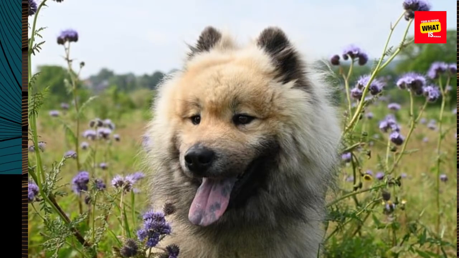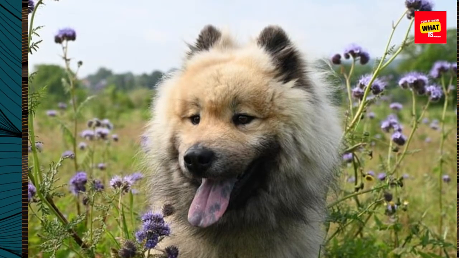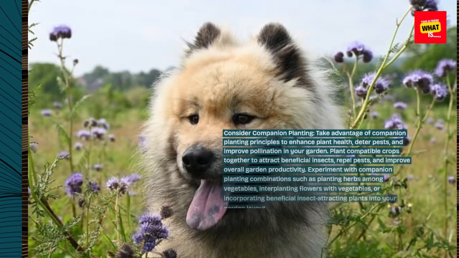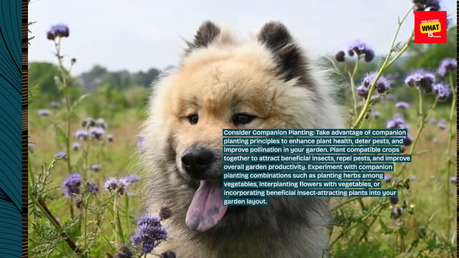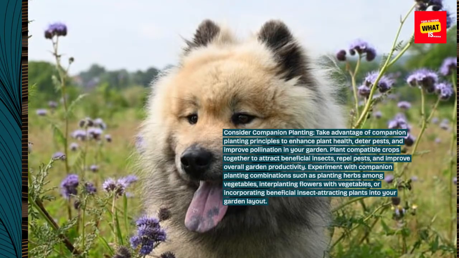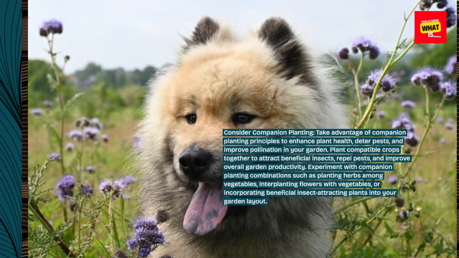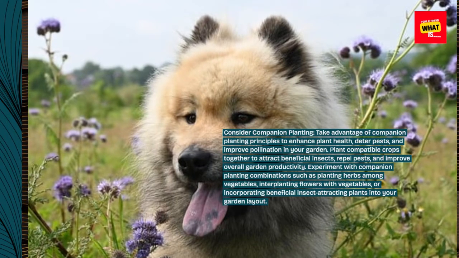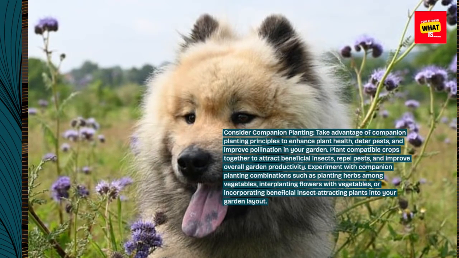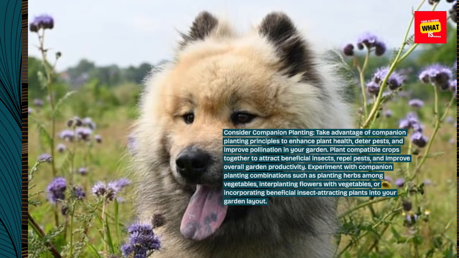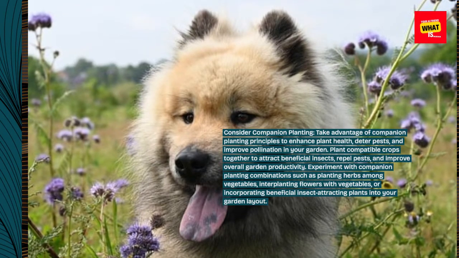Consider companion planting. Take advantage of companion planting principles to enhance plant health, deter pests, and improve pollination in your garden. Plant compatible crops together to attract beneficial insects, repel pests, and improve overall garden productivity. Experiment with companion planting combinations such as planting herbs among vegetables, interplanting flowers with vegetables, or incorporating beneficial insect-attracting plants into your garden layout.